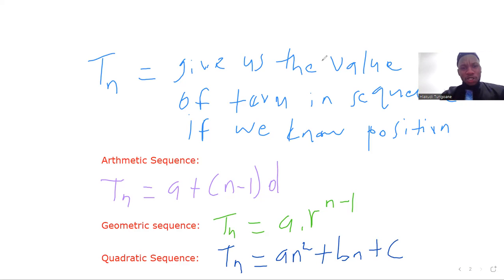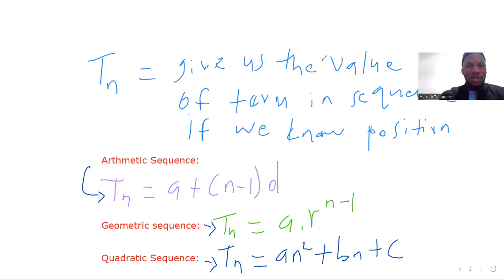For each of these general terms, for us to have an exact formula that will allow us to determine the value of the terms, we need to know the values for A and D. So A is the value of the first term in your arithmetic sequence.